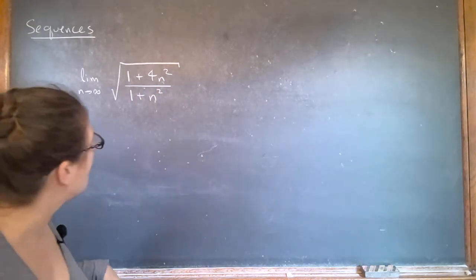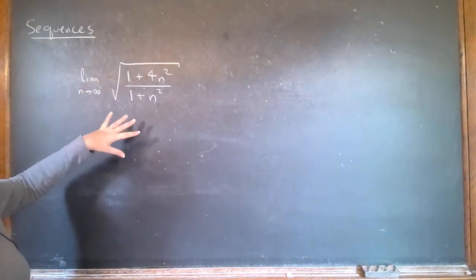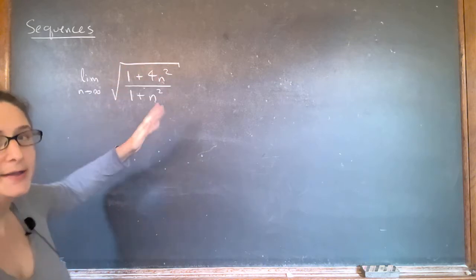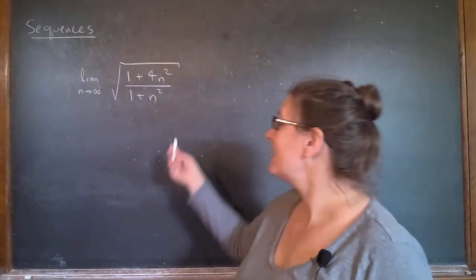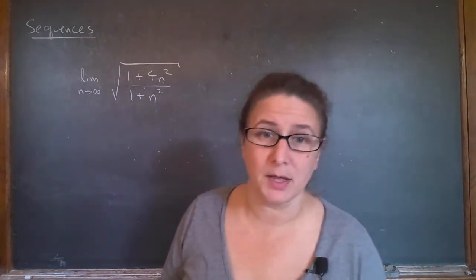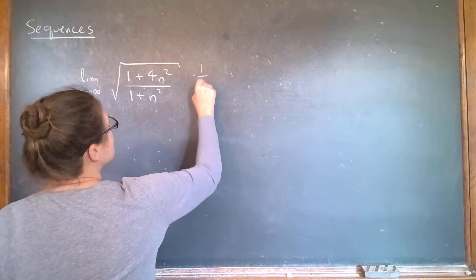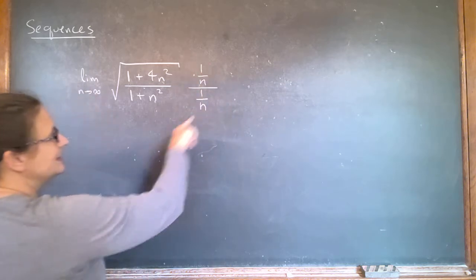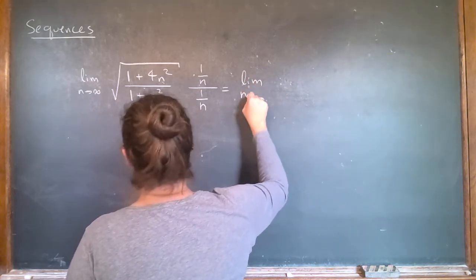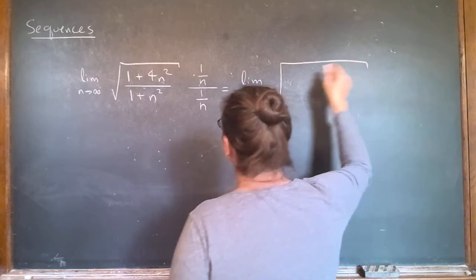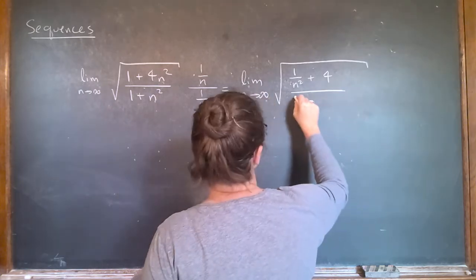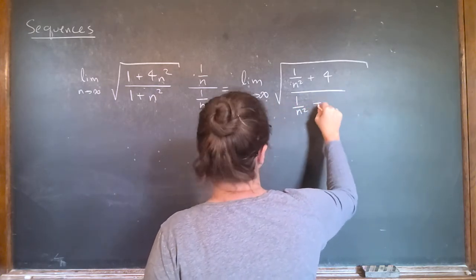So, for example, if I have something like this, you remember we can multiply top and bottom by the biggest power that is on the top or the bottom. In this case it's the same on top and bottom: it's the square root of n squared. So we're multiplying top and bottom by 1 over n outside the square root. But when I take that into the square root, it's going to be n squared. So I end up with 1 over n squared plus 4, since those n squares cancel out, and then I have 1 over n squared plus 1.